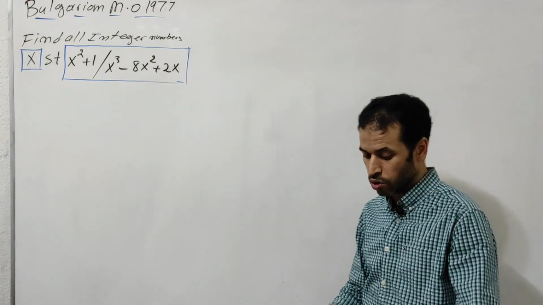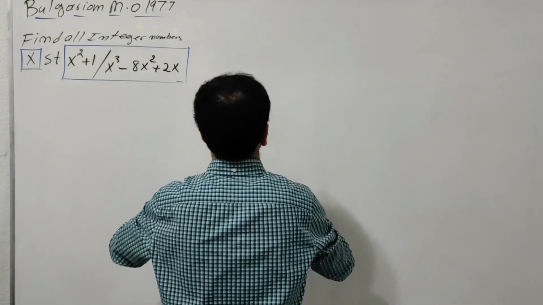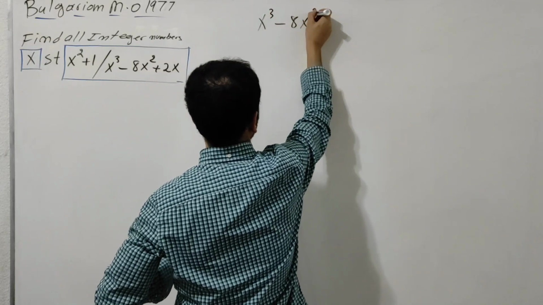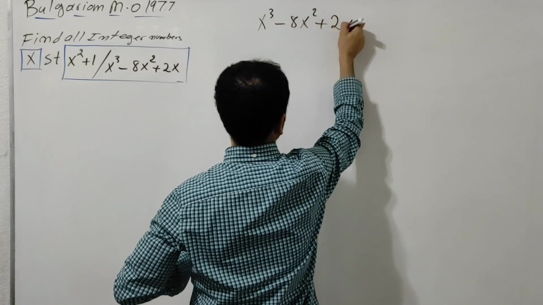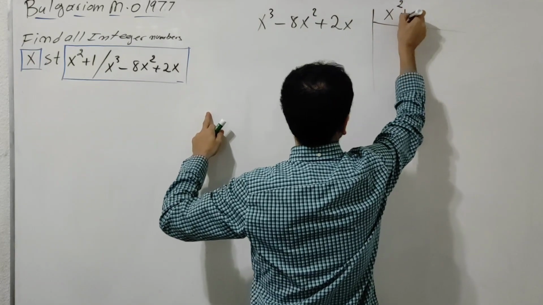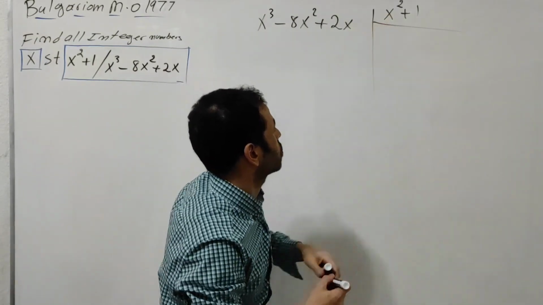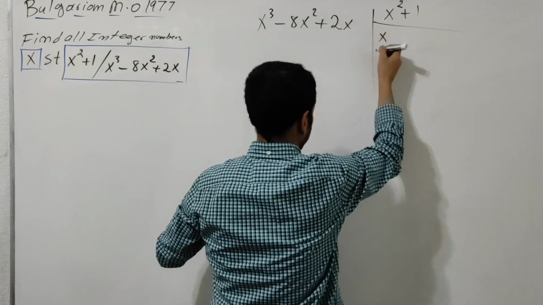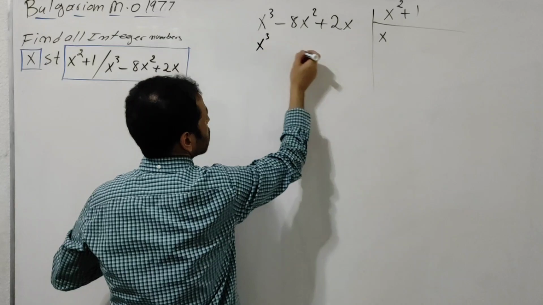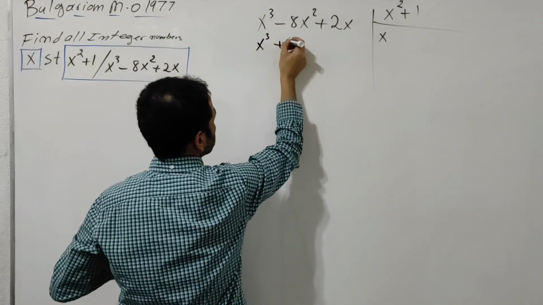Okay? Let's get into the solution now. According to the Euclidean algorithm, I'm going to divide x cubed minus 8x squared plus 2x by x squared plus 1. So x cubed divided by x squared gives x here. To make it, x multiplied by x squared gives x cubed here. x multiplied by 1 gives x.